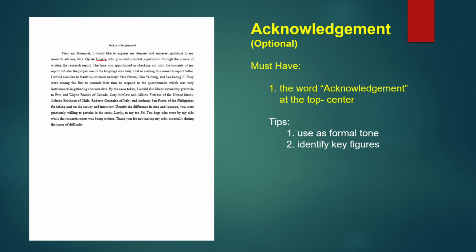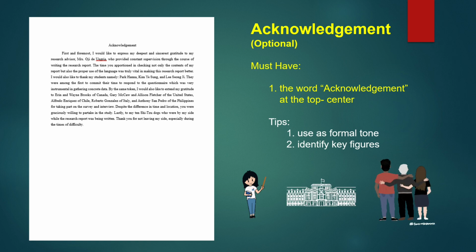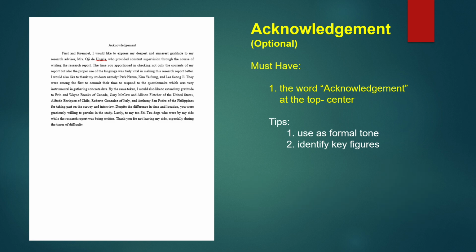Second, identify key figures that had substantial roles in your research, including your research advisor, institutions and organizations, the people who participated in the research, and even those who had little contribution to your report may be included in this section. It is also a good idea to write them according to order of importance.